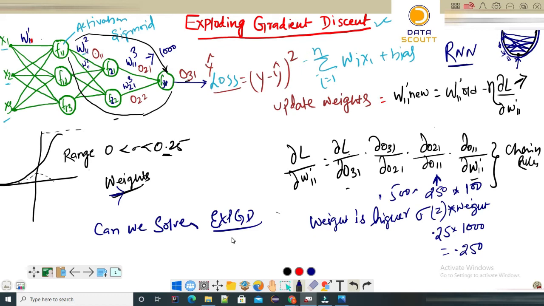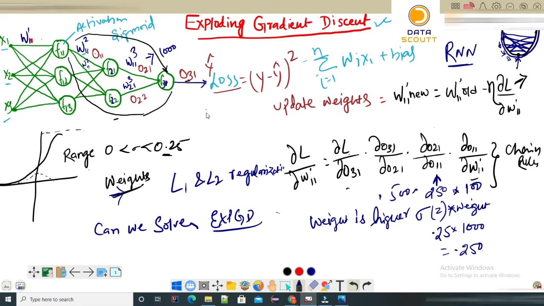We can even control the exploding gradient with weight regularization techniques like L1 and L2 regularization. We will see what L1 and L2 regularization are in a separate video. So with these two ideas, limiting the gradients and using L1 and L2 regularization, we try to control the exploding gradient descent problem.